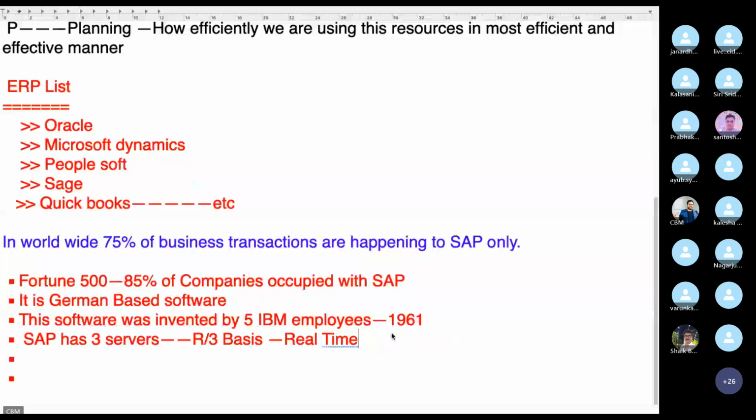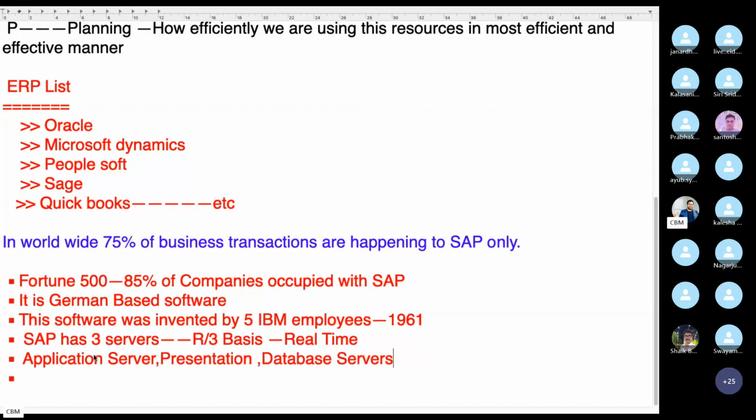See guys, SAP has 3 servers. R3 basis, R means real time. So what are the servers? Tell me what the servers are. Presentation layer, application layer, database layer. Presentation server, application server, database server. So there are 3 servers.